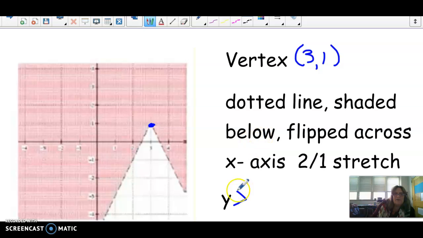Notice I said it's flipped, so I have a -2 absolute value, x opposite of my x value, so -3, close my absolute value signs, plus 1. So that should be my equation.